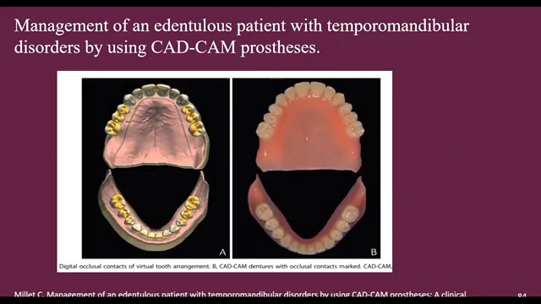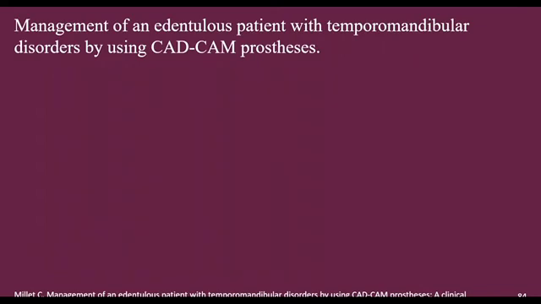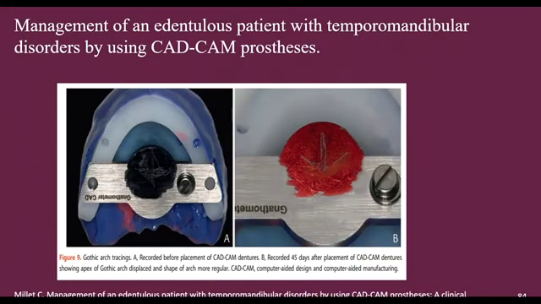Digital occlusal contacts for virtual tooth arrangement, and B is the CAD/CAM dentures with occlusal contacts marked. Gothic arch tracings were recorded before placement of the CAD/CAM dentures and 45 days after placing the CAD/CAM dentures. You can see that in the first Gothic arch tracing, the apex and the entire tracing is asymmetric, and after the stabilization of the joint and CAD/CAM dentures, there is a proper arrow which indicates stable condyle relationship.